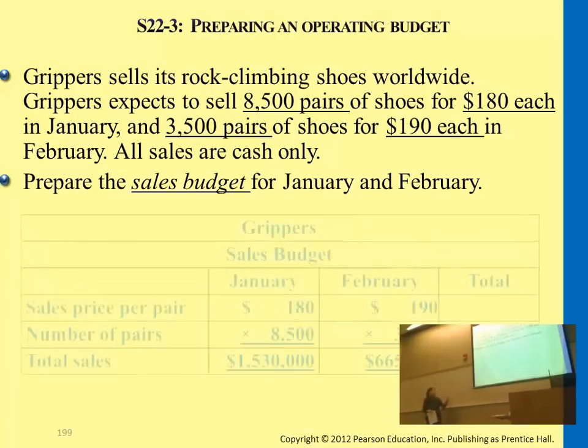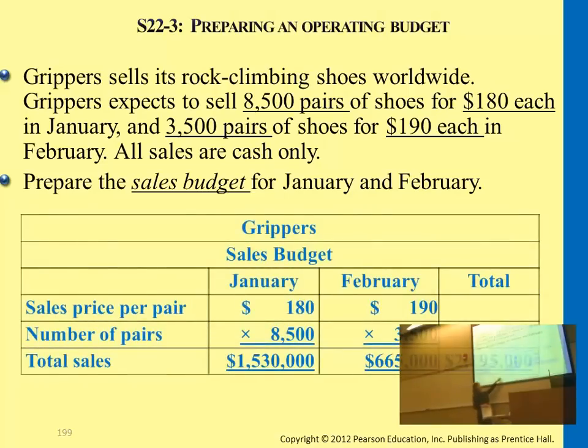If you multiply those two numbers, it will give you this, and for February, $665,000. Total them up. If we want to do a budget for the next 2 seasons, this is the budgeted sales revenue amount. We'll be using this number for future tables as well, so keep the numbers.